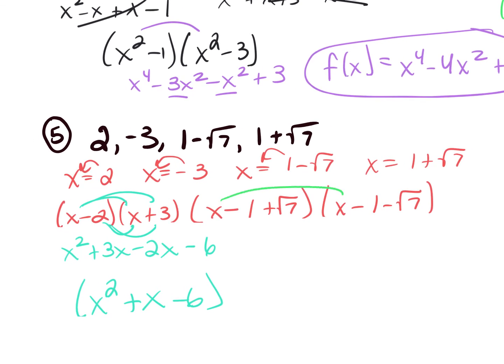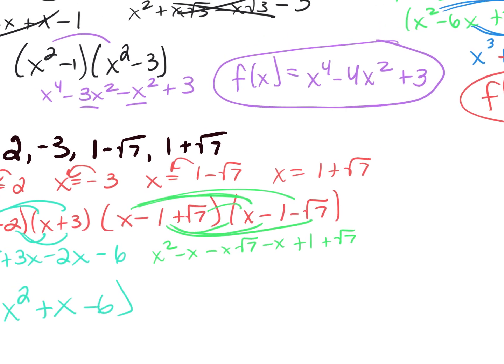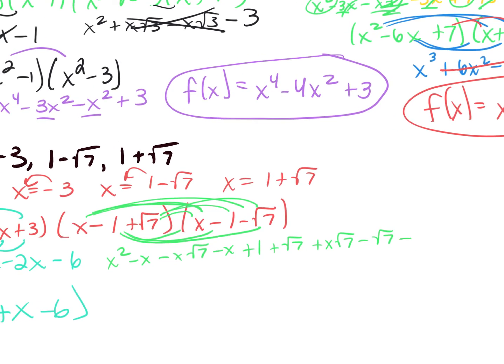So x times x is x squared. X times negative 1 is negative x. X times negative root 7 is minus x root 7. Negative 1 times x is minus x. Negative 1 and negative 1 is plus 1. Negative 1 and negative root 7 is plus root 7. Root 7 and x is plus x root 7. Root 7 and negative 1 is minus root 7. And root 7 and negative root 7 is minus square root of 49, which is the whole number 7.